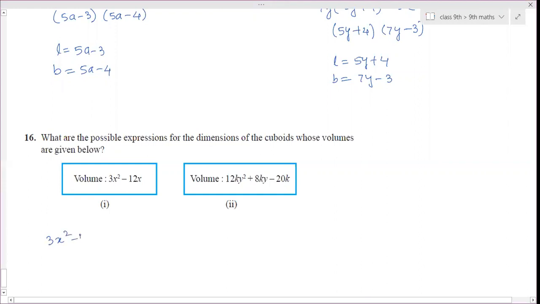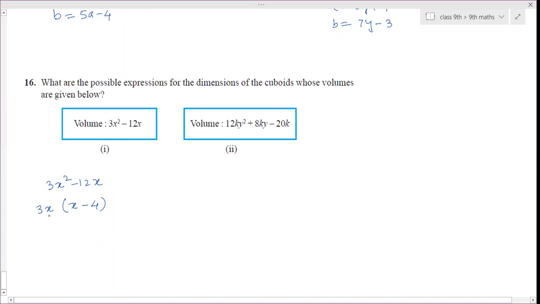First one is 3x square minus 12x. What is common here? Ma'am, 3 and x is common. So it is x minus 4. So we have first term 3, second term x, and the third term is x minus 4. So length is 3, breadth is x, and height is x minus 4. It's clear? Yes, ma'am.